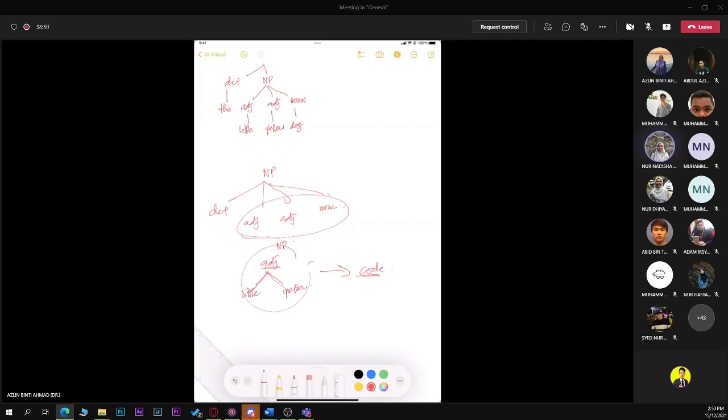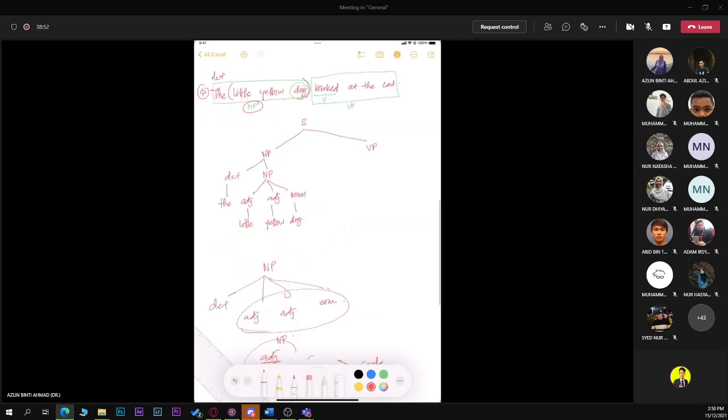Alright. Thank you, Doktor. Okay. So, untuk VP, so let's continue. Ini adalah verb. Verb. Bark. Okay. And then you akan ada at the cat. At the cat, dia boleh ada apa? You nak pakai apa? At the cat. You boleh pakai sama ada you nak pakai PP.